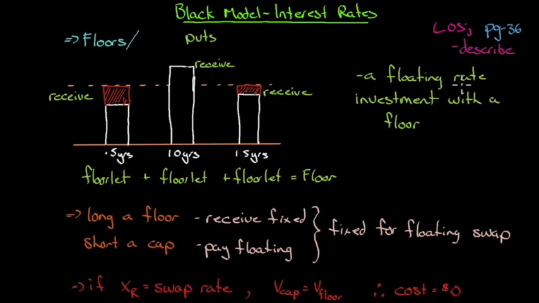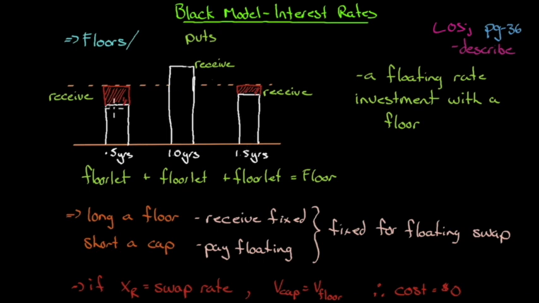Let's say that we have a floating rate investment with a floor. We put a floor in place. So we're getting a floating rate on our investment, but there's some level below which we're just not comfortable, so we can buy puts. So we buy puts at the 0.5 year, at the 6 month, at the 1 year, and the 1.5 year rate.